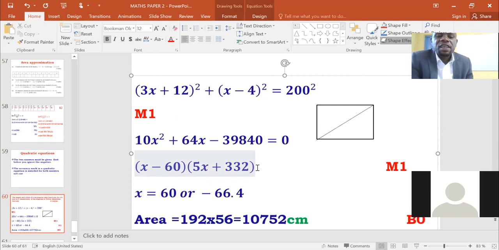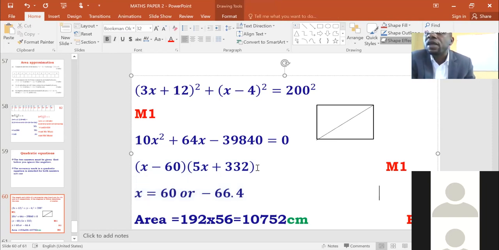So I wait and see if you have solved it and got to 0, getting 60 and negative 6.4. Then at the lower line I add M1 and A1. In most cases, some students have a quadratic equation but work without the 0 up to the final point. In that case, we wait until you get the final answers. That's where we award you, because when there's no 0, that is now a quadratic expression.